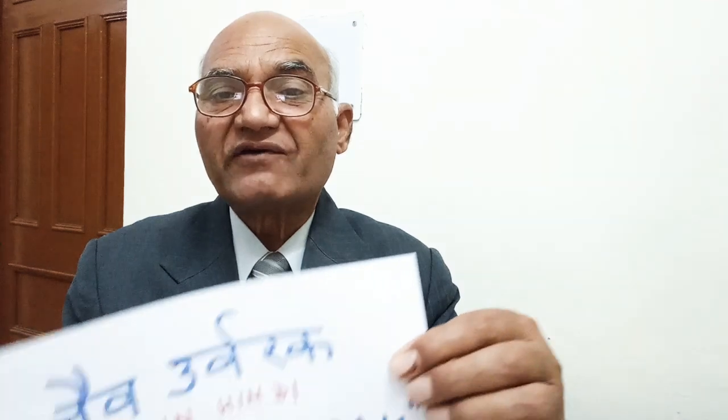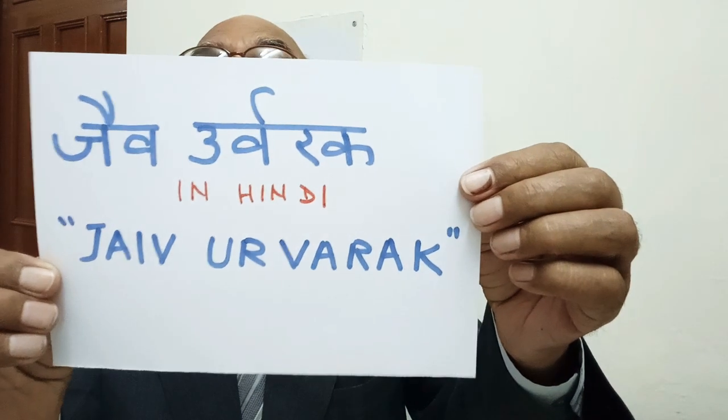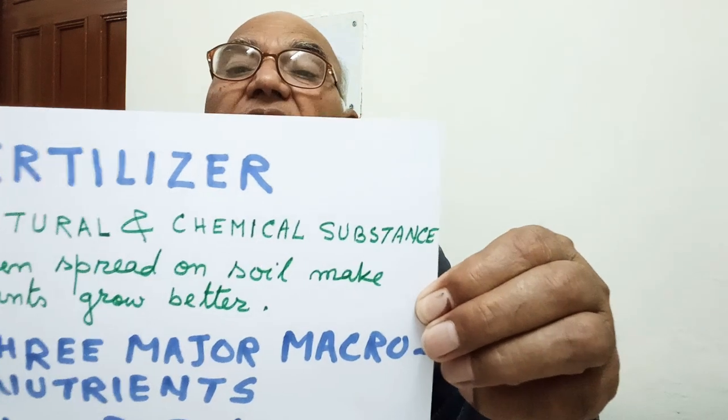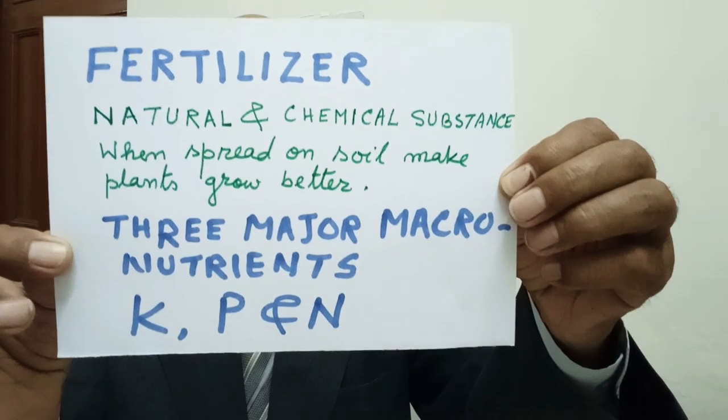Biofertilizers in Hindi have been referred to as Jai Urvarak. The term is so common that even farmers are aware of the Jai Urvarak, and the term is often covered in the newspapers and the media. What is a fertilizer? Natural and chemical substances that, when spread on soil, make plants grow better. Three major macronutrients are potassium, phosphorus and nitrogen. So these three are the important substances that are being used as the biofertilizers.